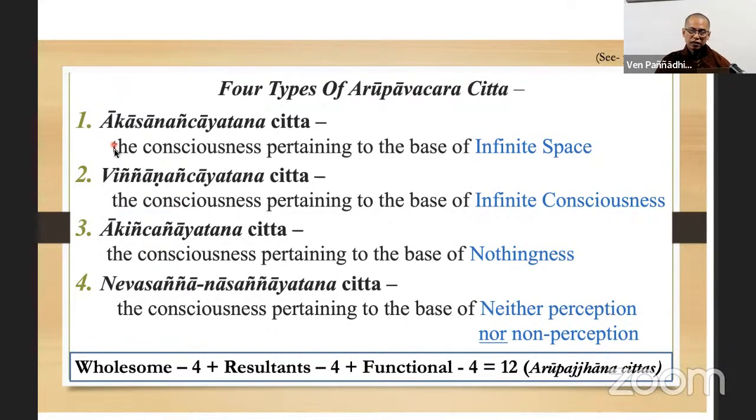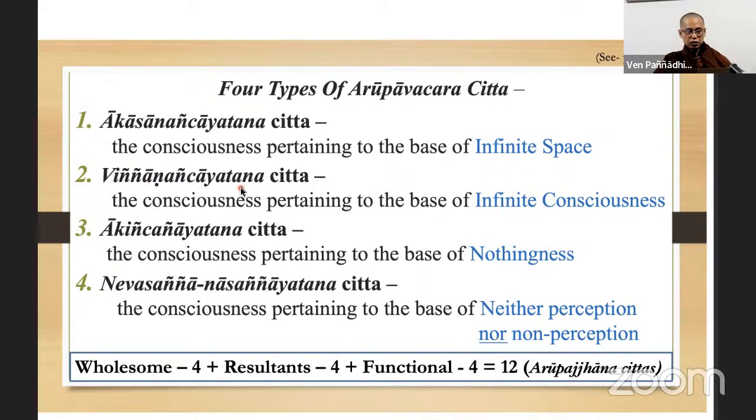The first one I said, Akasanancayatana citta. That is translated as the consciousness pertaining to the base. Here, base is ayatana, the base of infinite space. Infinite is ananta, space is akasa. So Akasa Ananta Ayatana becomes the pertaining to. In this way, you can read the translation. So name, translation. Let's read together. Akasanancayatana citta, the consciousness pertaining to the base of infinite space.